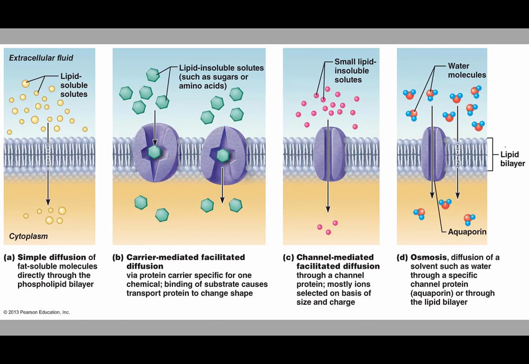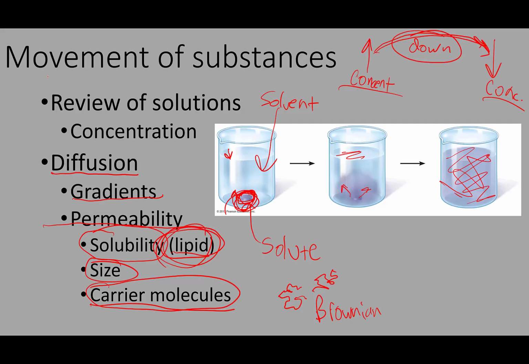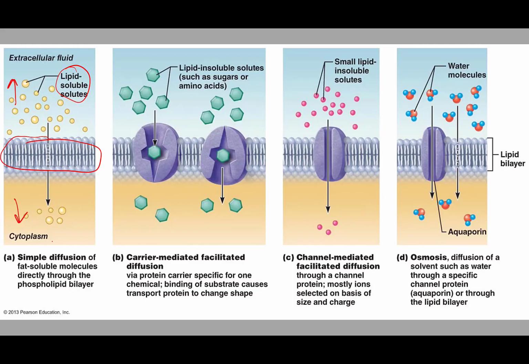Well, simple diffusion can also cross the plasma membrane from an area of high concentration to an area of low concentration. But not everything can. Here we see this is how lipid-soluble solutes cross the plasma membrane, because one of the things that affects solubility is if it is lipid-based. Here, lipid can cross the plasma membrane from an area of high concentration to an area of low concentration using simple diffusion.